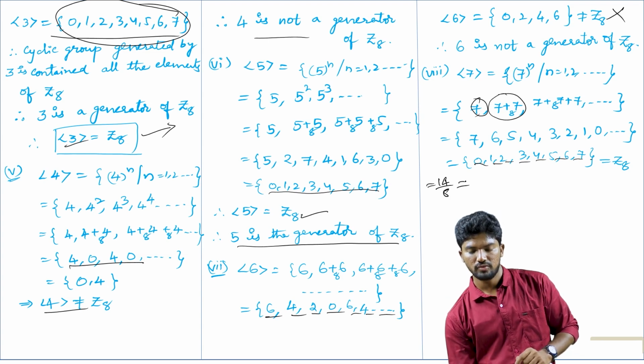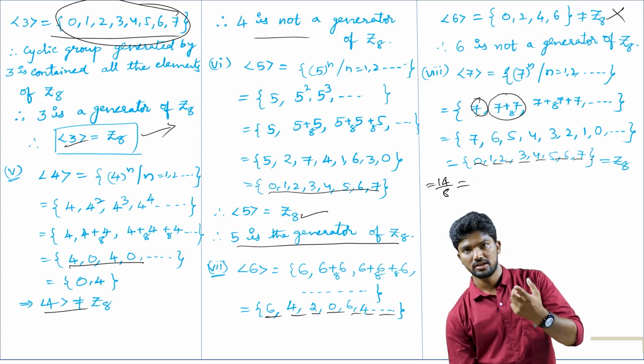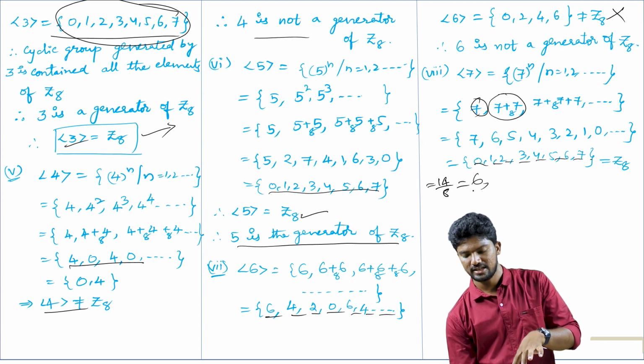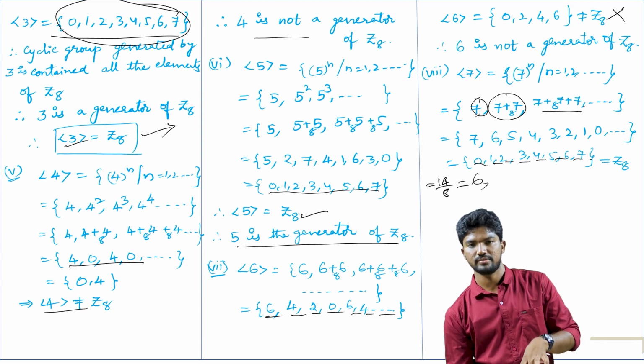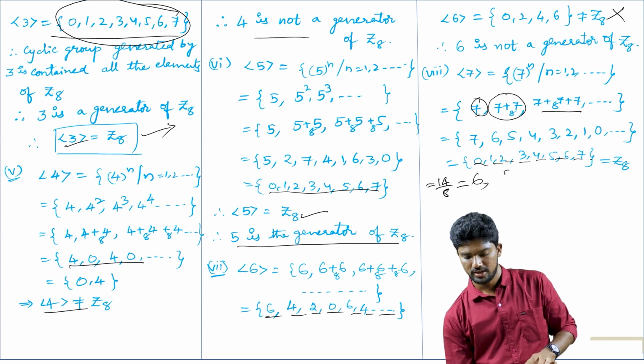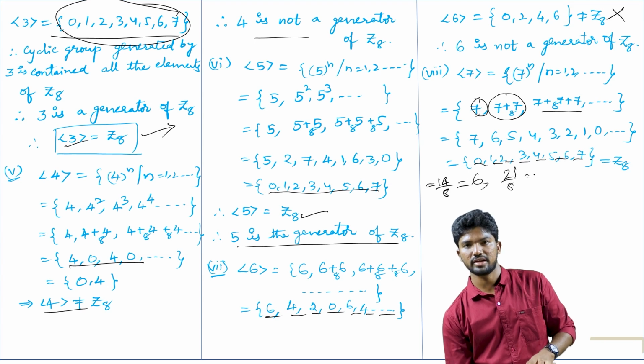14 by 8. 14 by 8 means up to 8 you will get cancelled. 8 ones are 8, 8 twos are 16. So therefore we have to cancel with 8 ones are 8, and you will get 6. Next 7 plus 7 plus 7, 3. 7 threes are 21. 21 by 8. Okay, you will get 5 as the remainder.